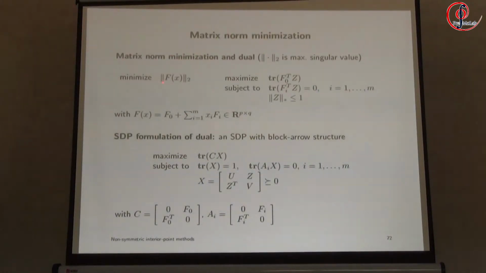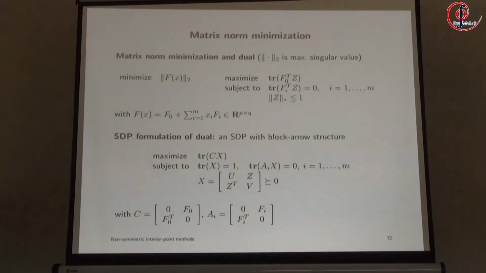As an example, we can look at the matrix norm minimization problem. We take a rectangular matrix F of size P times Q, which is a linear function of the variables x, and we want to minimize the matrix norm of F(x), the maximum singular value norm. In the special case where Q is 1, it's just the Euclidean norm and it's a least squares problem. So that's very easy. If you have some additional constraints, you can handle it via a second order cone program.